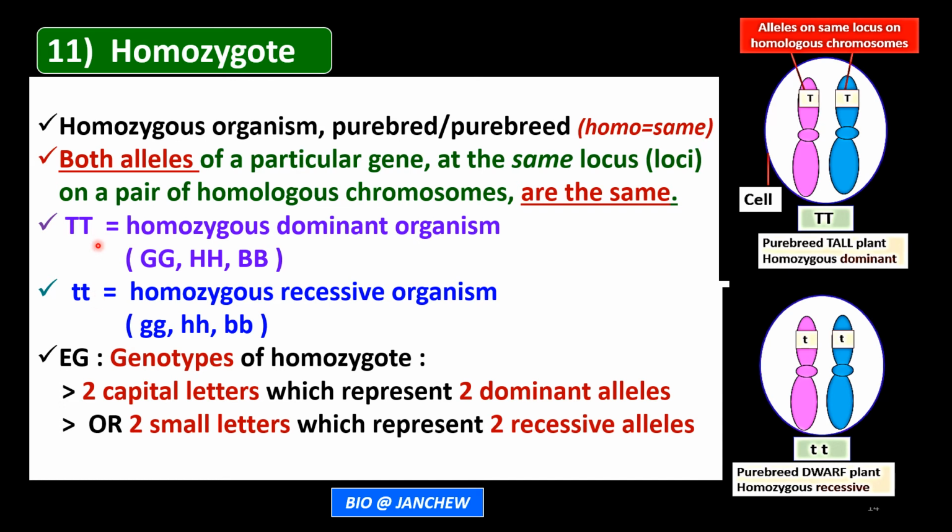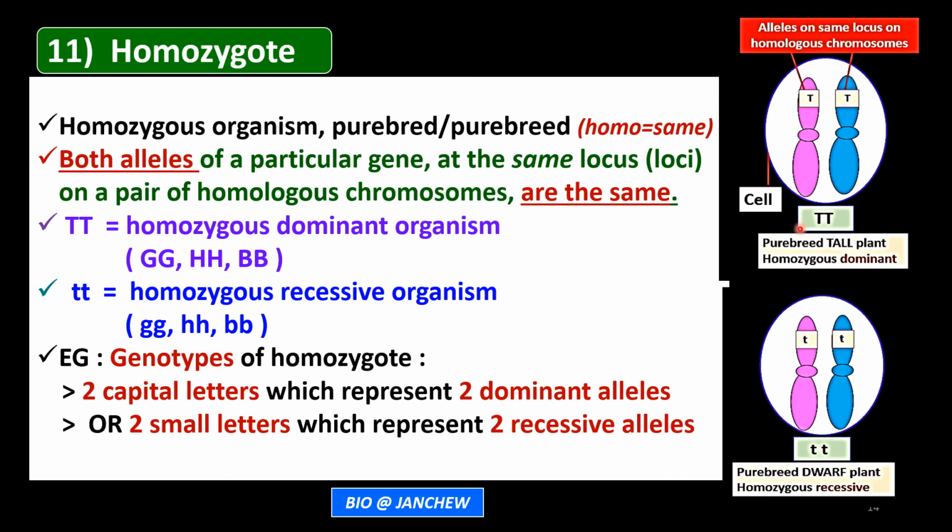So we take the example of the first experiment that we discussed in the first video that was done by Mendel on the height of the pea plant. Big T represents the allele for tall stem, small t represents the allele for dwarf stem. Okay, so the organisms with genotype big T and small t are both homozygotes because both of them have identical alleles for the gene of height.